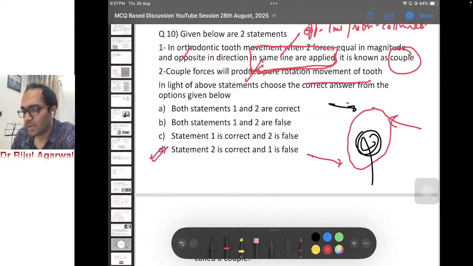Okay, so option D is the correct answer. So again, read the question carefully before answering.